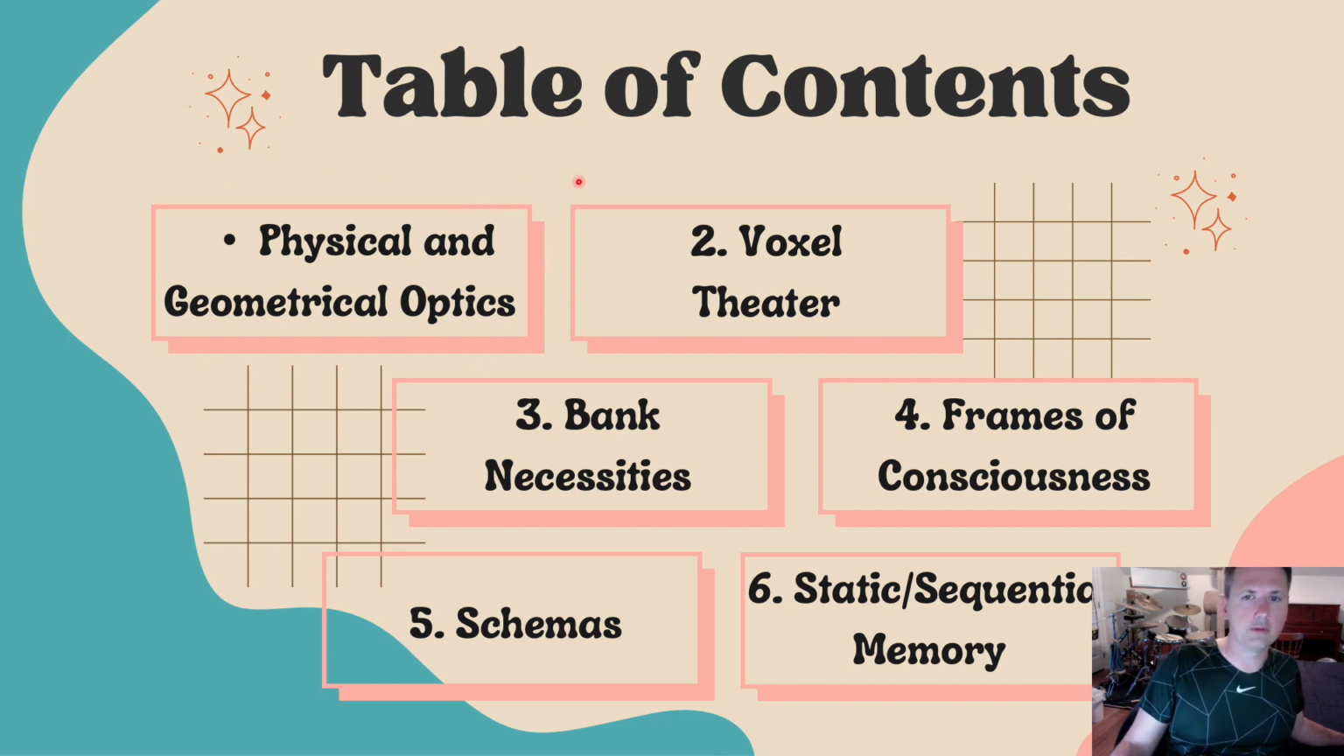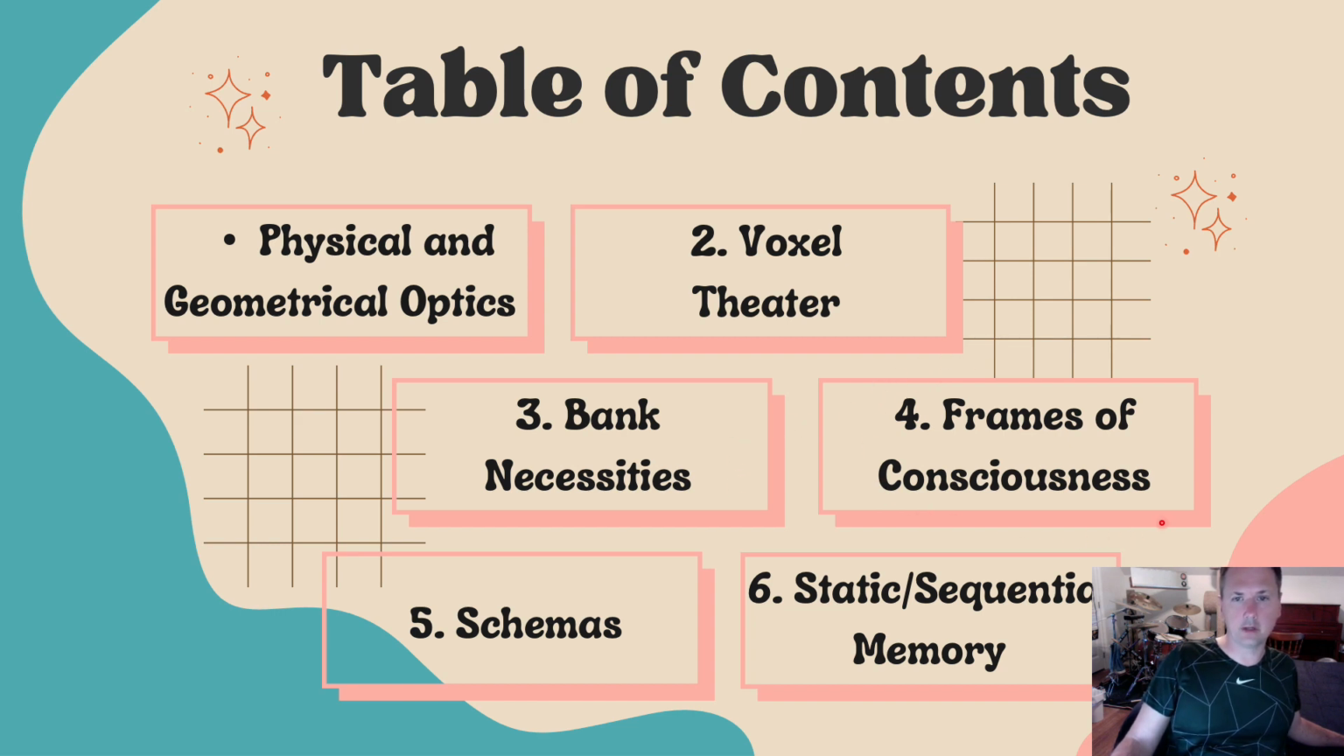There will be a separate video to look at Voxel Theater, in other words, how a 2D retinal image is converted back to 3D. We will consider bank necessities, in other words, the fact that we understand shapes in an invariant manner regardless of their orientation, their scale, their location. No matter what region of retina or visual cortex it's hitting, we still understand it.